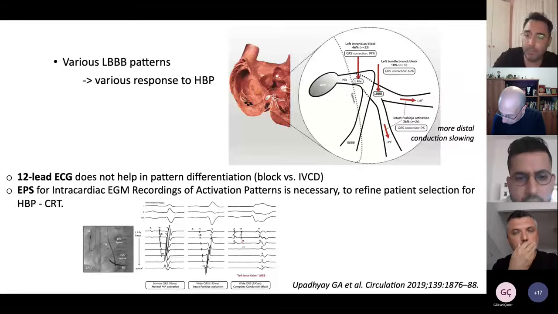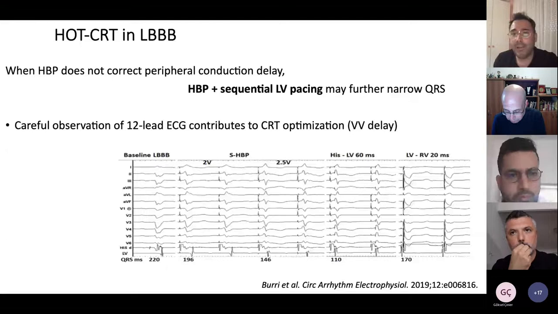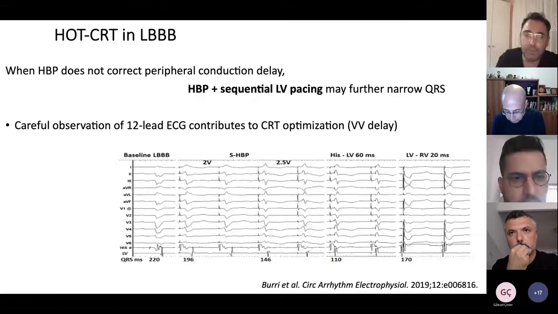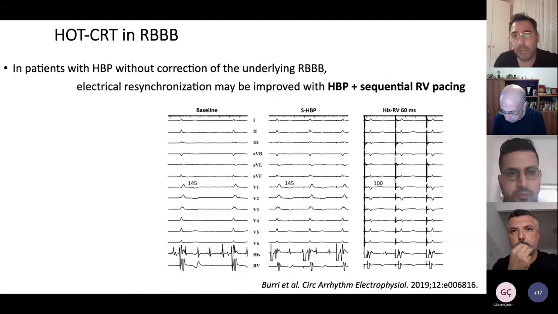And there's another term called His-optimized CRT, where His bundle pacing can be combined with left ventricular pacing, as in this case, where we have even better results and even more narrowing of the QRS. But also, His-optimized CRT can be used in RBBB patients, where we combine His bundle pacing with sequential RV pacing, with nice ECG narrowing.